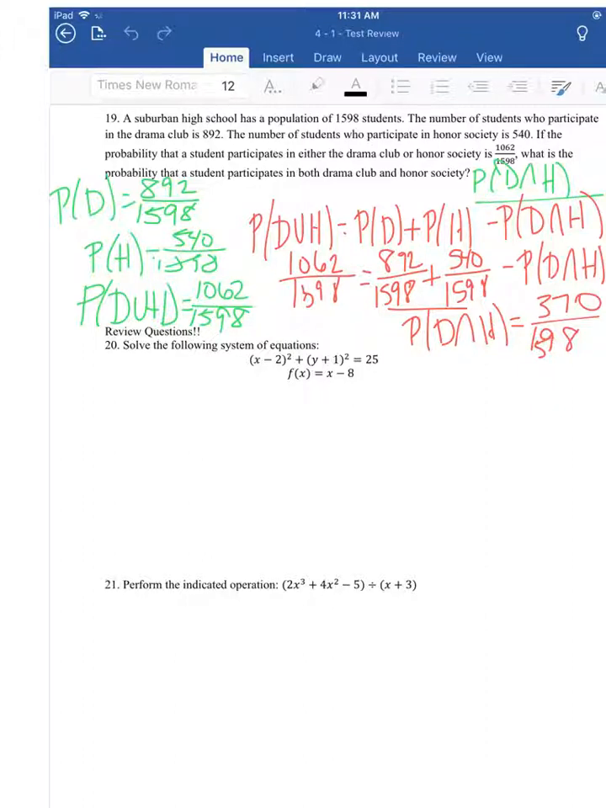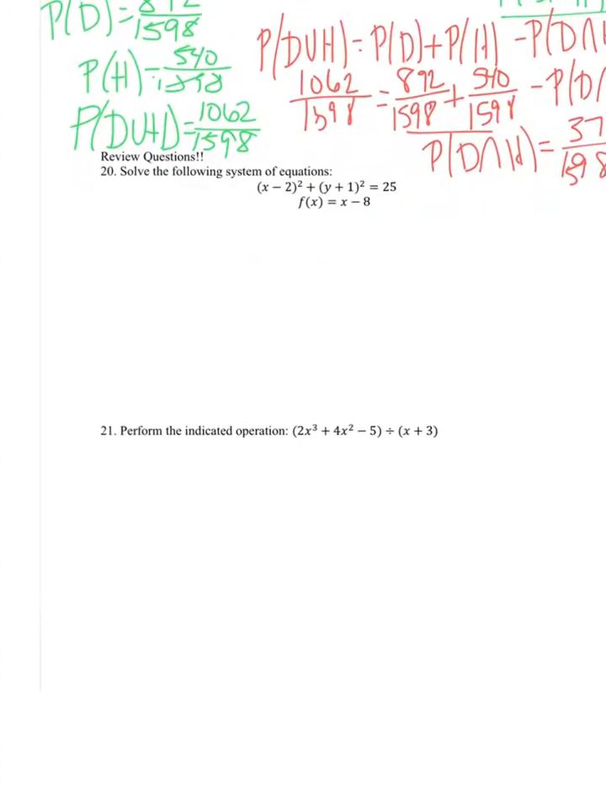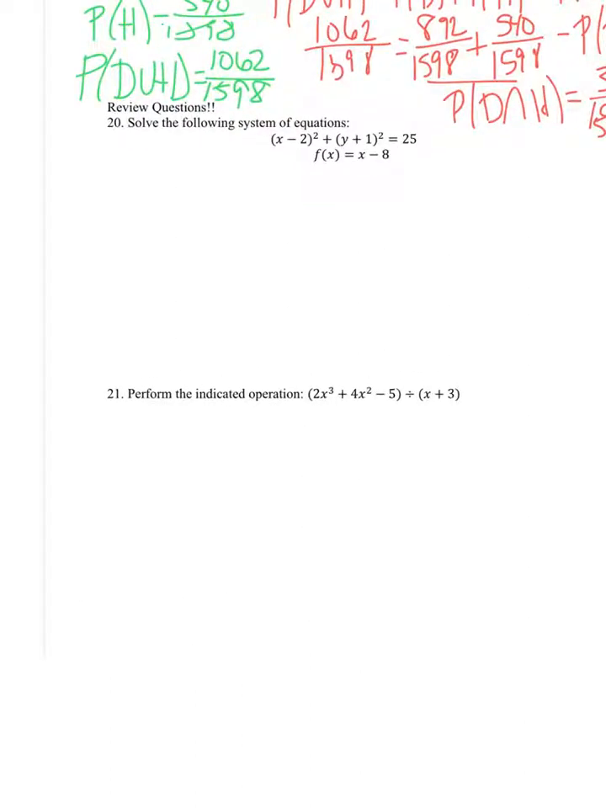Okay, so that wraps up all of the new information that we're doing. Some old stuff that I think you should remember for your exam, the first one being a system of equations. If you remember, this is a circle and this is a line. To do this, you need to do some substitution. So you're going to plug this in for y. It's already solved for y, so you can just substitute it back into the circle.